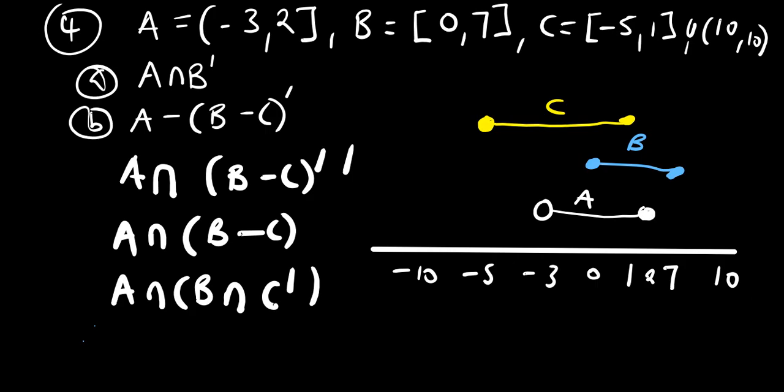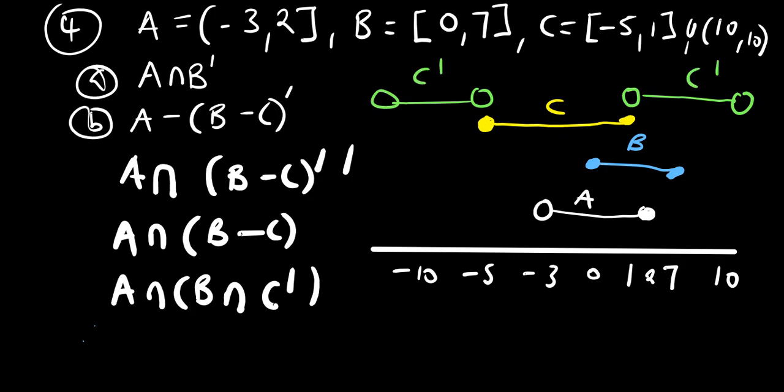Now we're trying to find the intersection between A and B intersection C complement. First and foremost, find what B intersection C complement is. Then after I find that, I'll find the intersection between what we found and A. So let's find B intersection C complement first. It means we have to find what C complement is. C complement will be from this point and you're going all the way to 10. Remember that 10 is not included, so I'm opening. Even on this side you're going and you're opening. So this is C complement.